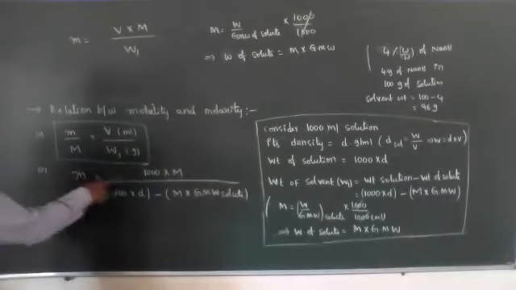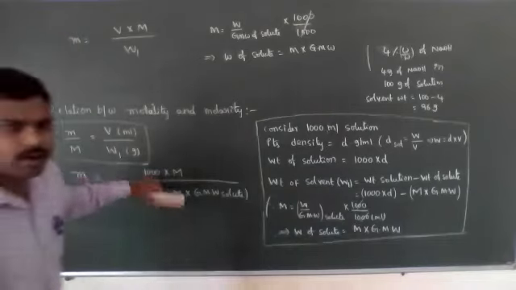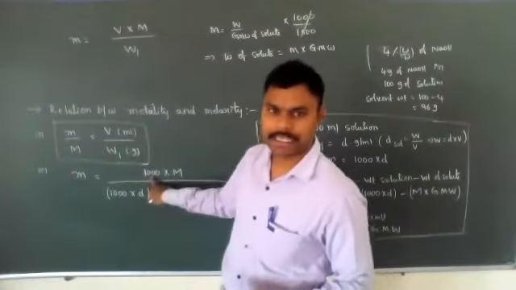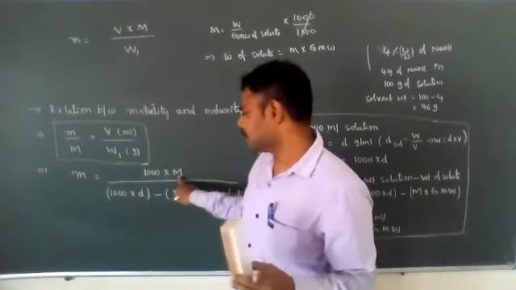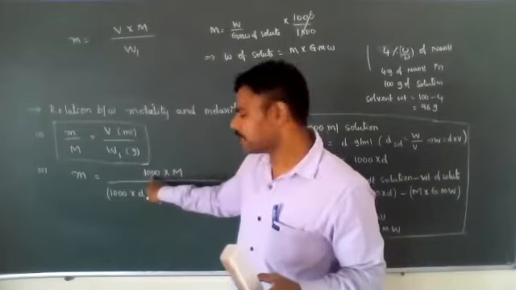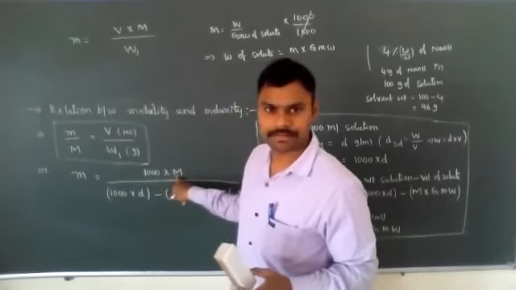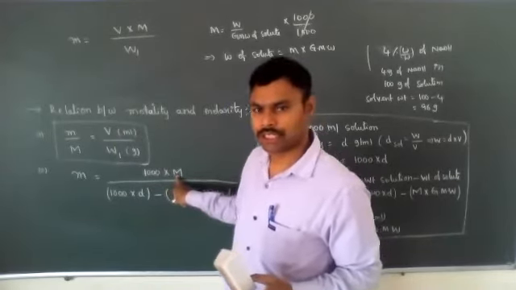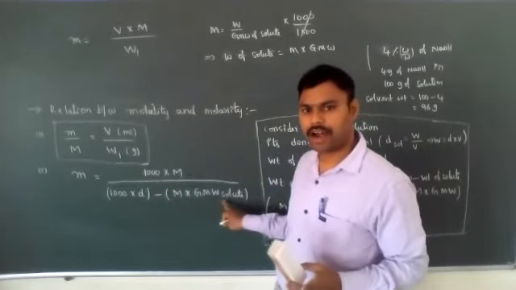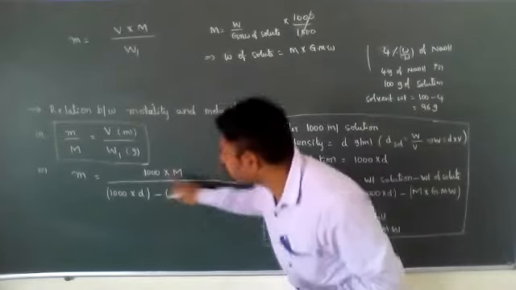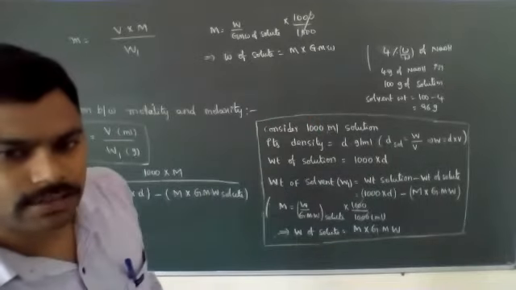So molality is equal to 1000 into molarity by that. Here 1000 means the volume of solution. How much volume of solution did I consider? 1 liter, because molarity is nothing but moles per liter, that's why I considered 1 liter of solution. So 1000 into molarity, the volume of solution, by 1000 into density minus molarity into gram molecular weight of solute, which is the weight of solvent. That is another relation.